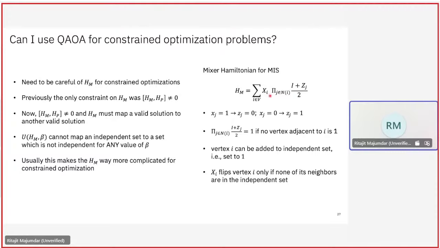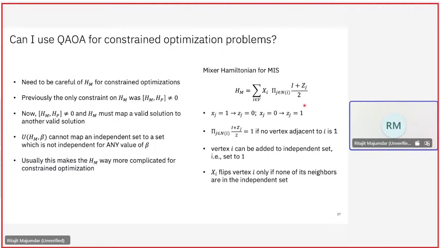If I want to flip the vertex I, that means if the state is 0, it is not in the independent set. If it becomes 1, it is in the independent set. So when you flip it, you need to be aware that none of the neighboring vertices are in the independent set. This is what this second part is doing. It is ensuring that you will flip vertex I only if none of its neighbors are in the independent set.